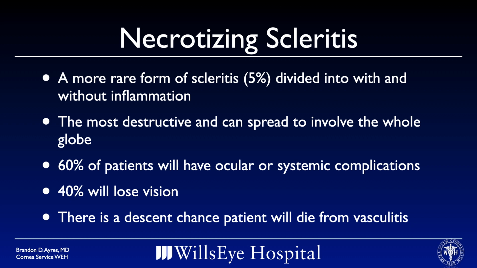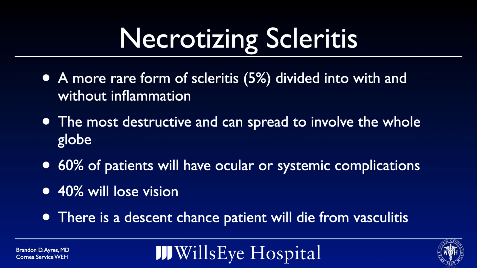Necrotizing scleritis is the most rare and the most severe form of scleritis. In some cases, this can progress and involve the entire sclera. Basically, you get a melting eye. About 60% of patients diagnosed with necrotizing scleritis will end up with an ocular or systemic complication, and about 40% will lose vision. So this really is destructive.